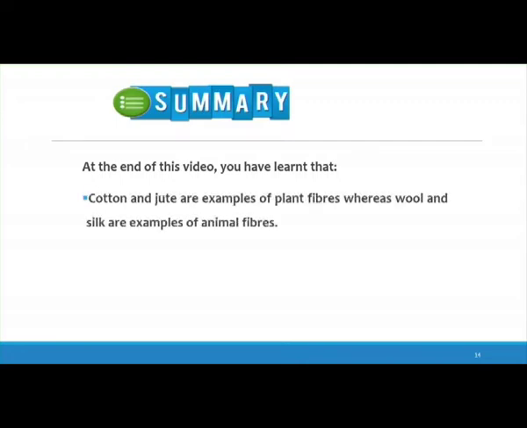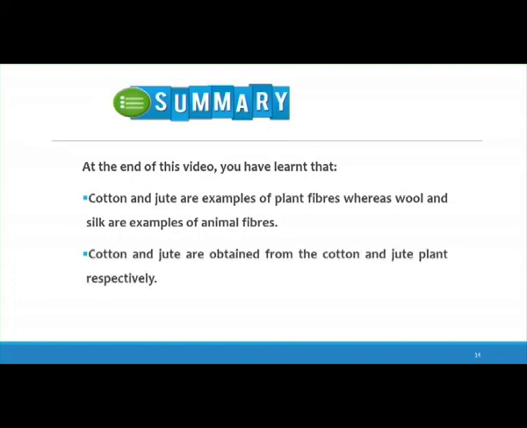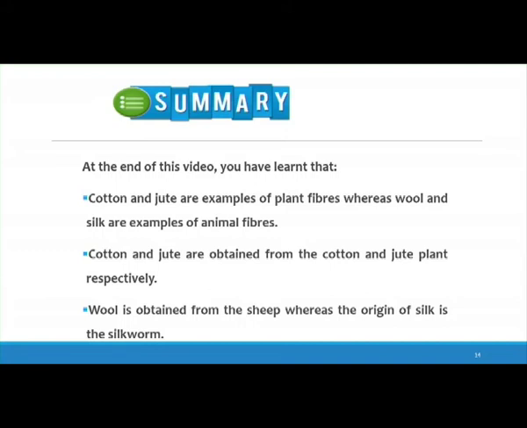Now let's summarize this lesson together. At the end of this video, you have learned that cotton and jute are examples of plant fibers, whereas wool and silk are examples of animal fibers. Cotton and jute are obtained from the cotton and jute plant respectively. Wool is obtained from the sheep, whereas the origin of silk is the silkworms.